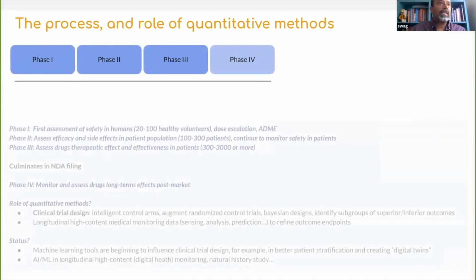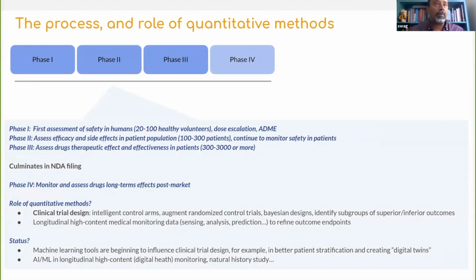So in the clinical stage, obviously, the stages are about assessment of safety and efficacy in humans, and their clinical trial design is getting increasingly, I would say, influenced at least by quantitative methods in general. And I think that some of the promising directions are in creating digital twins from health record data, and I think another area where there has been a slightly longer, I would say, impact is longitudinal high content digital health monitoring to kind of refine and hone on both endpoints of your clinical trials or natural history studies.